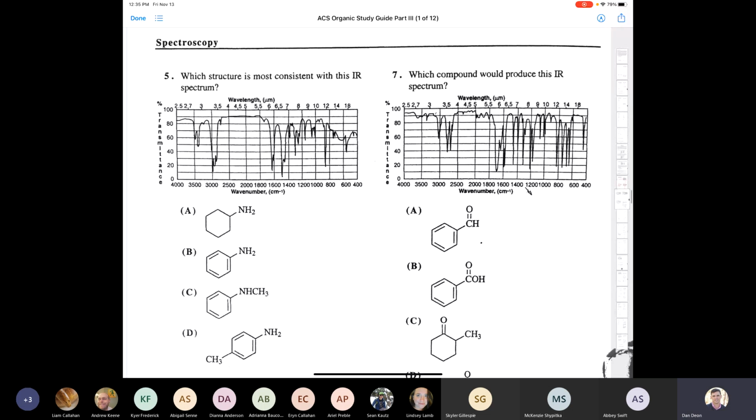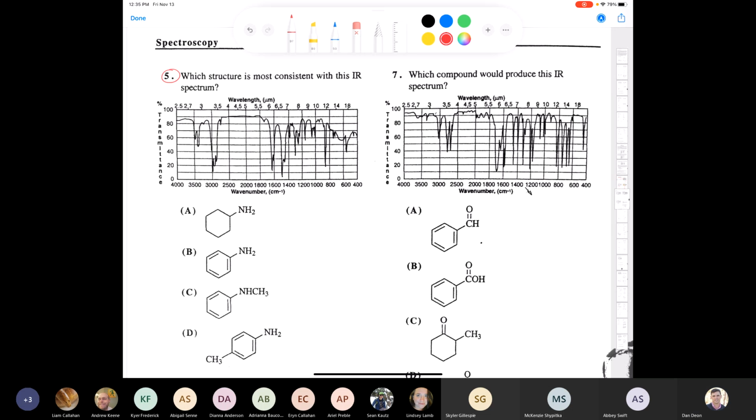Question number 5. This is a good one. I think this is a really good question. Very well done. Which structure is most consistent with this infrared spectrum? I'll give you a second to take a look at it. Okay, I see we have a few answers. Let's see what we have in here.